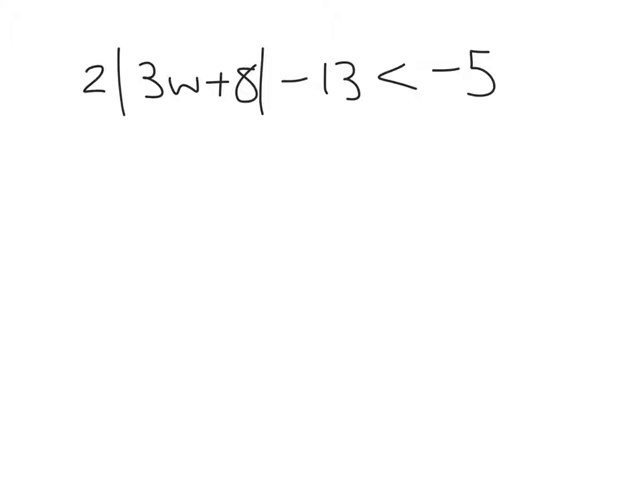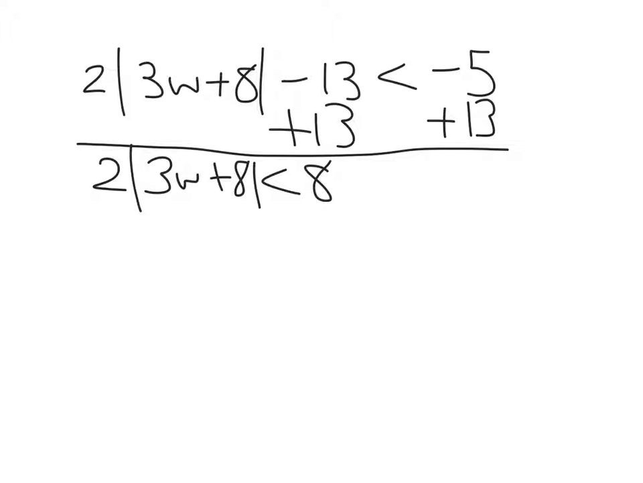So now we're going to review how to solve this complicated absolute value inequality, but we're not going to graph it in the end. If you have this set up, remember you have to do everything on the outside of the inequality symbols before you break it apart. So this is 2 times the absolute value of the quantity 3w plus 8, minus 13, is less than -5. First thing we're going to do is add 13 to both sides. Next thing we're going to do is divide both sides by 2.